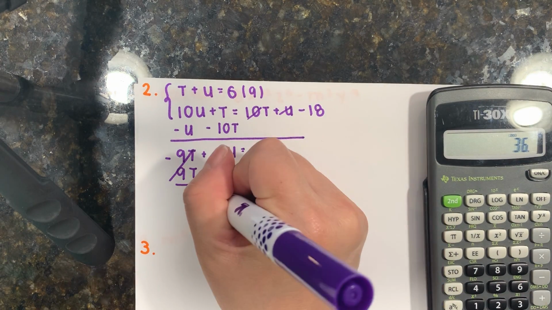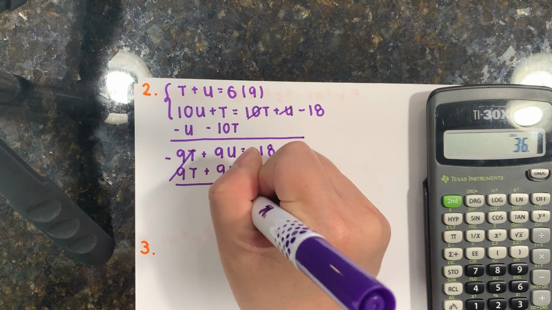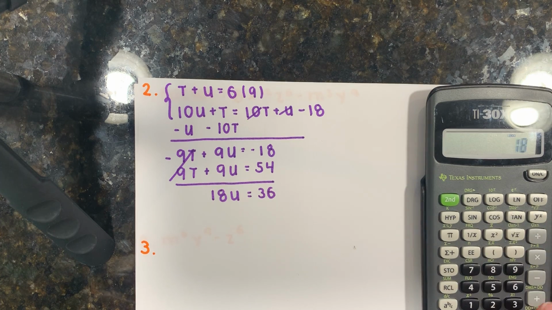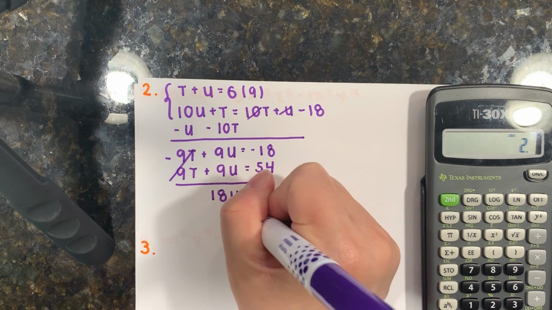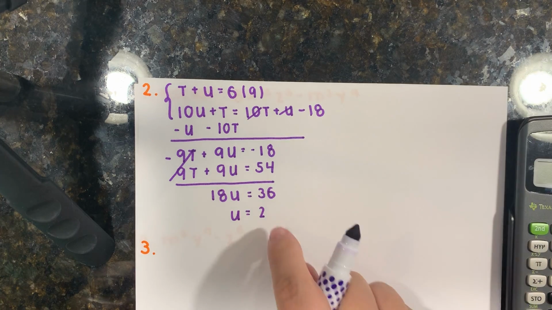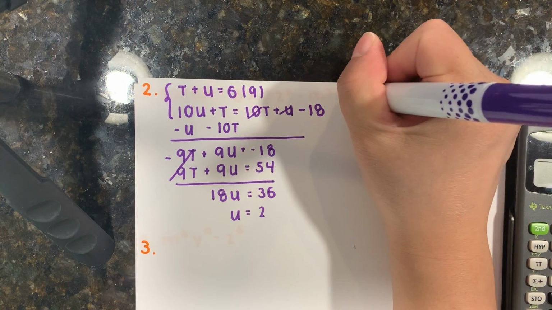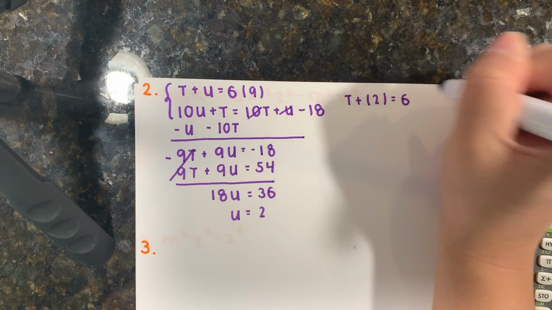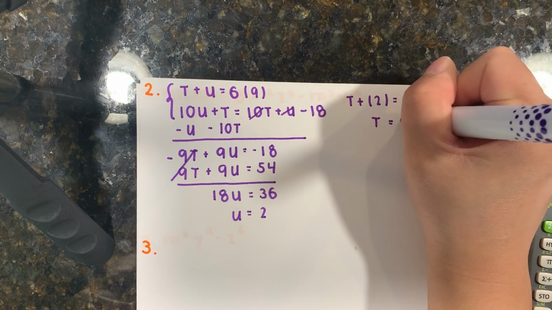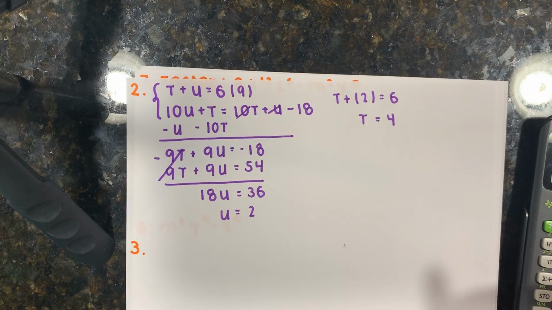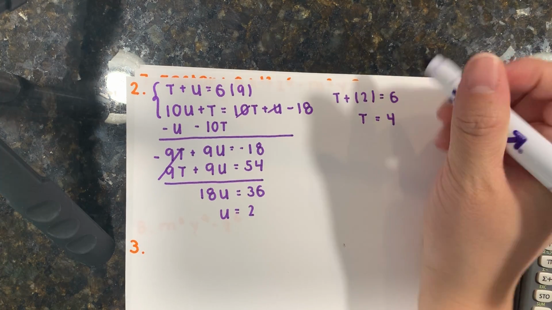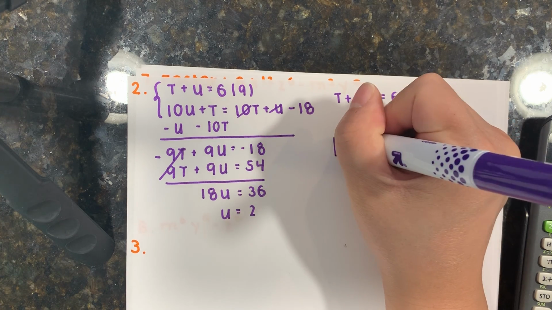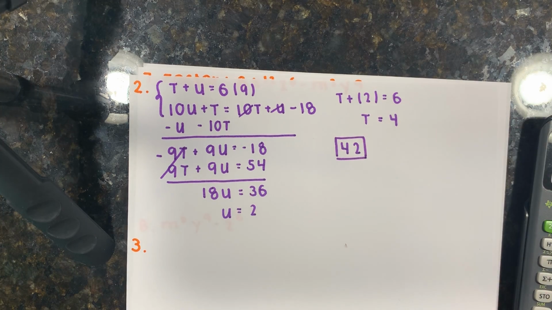And I would have 18u equals 36. And then we can divide that by 18. So u is going to be equal to 2. Now that I know what u is equal to, I can solve for t, because t plus u equals 6. So that means t has to be equal to 4. They want to know what the original number is. If the tens digit is 4 and the units digit is 2, our number would be 42.